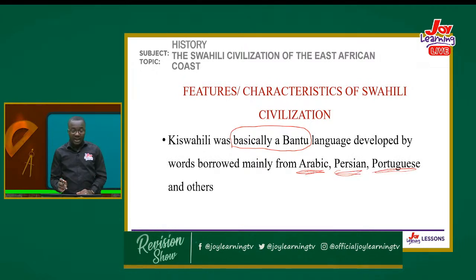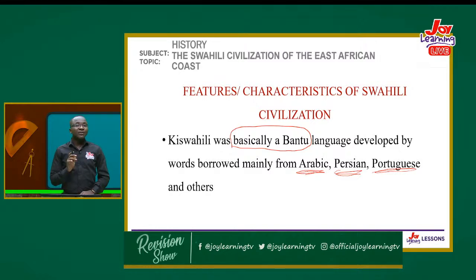Portuguese, amongst others. So whenever you are talking about the Kiswahili language, remember that it is a Bantu language that was developed by borrowing, to a large extent, vocabularies or words from the Arabic language, as well as the Persian language and the Portuguese language.